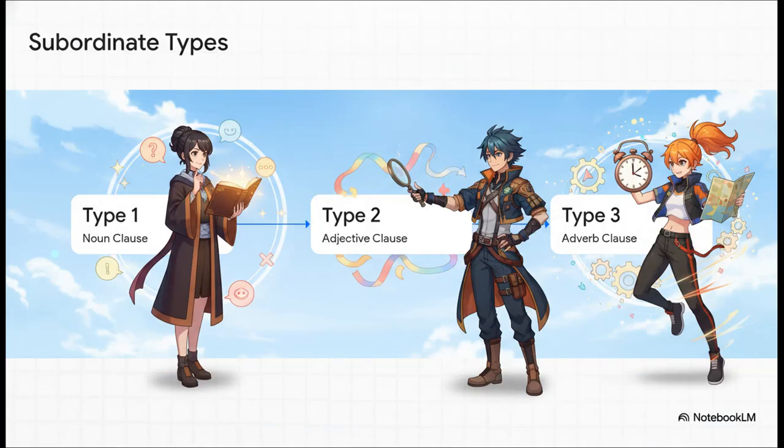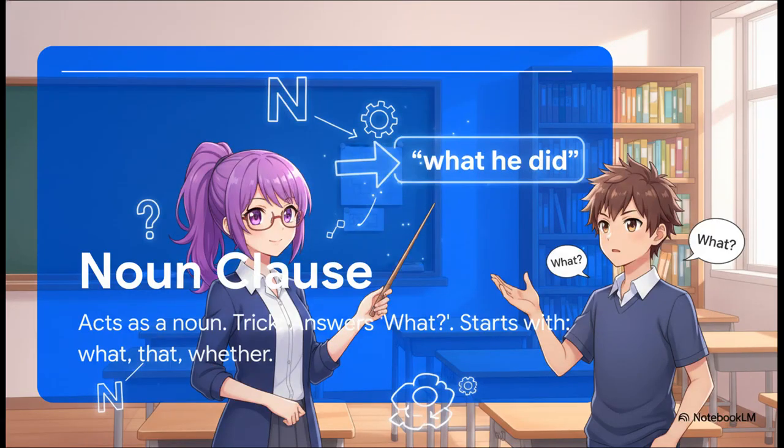So we're going to look at the three kids in this subordinate clause family: the noun clause, the adjective clause, and the adverb clause. Each one has a very specific job to do. First up, the noun clause. Its whole purpose in life is to act like a noun, and the easiest trick to spot it is to just ask the question, what? So if you have a sentence like, "I know what he did," just ask yourself, I know what? The answer, "what he did," is your noun clause.